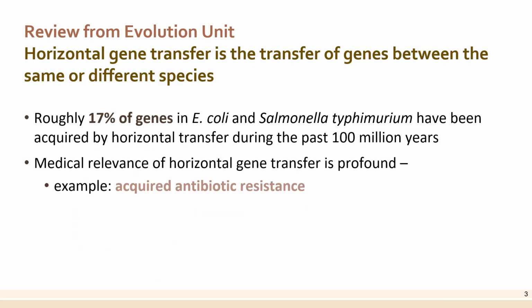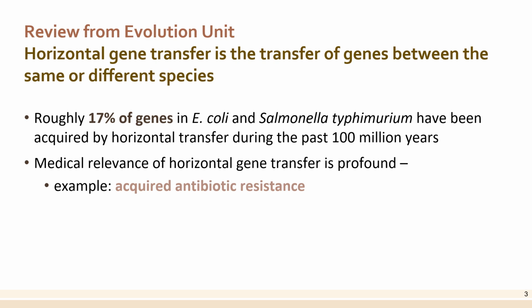Within bacteria themselves, it looks like about 17% of the genes in both E. coli and Salmonella have been acquired through horizontal gene transfer. And this is going to be pretty similar across a variety of different organisms. So not only are they related by common ancestry, but then they can potentially share genetic material with other organisms that are not closely related to them.